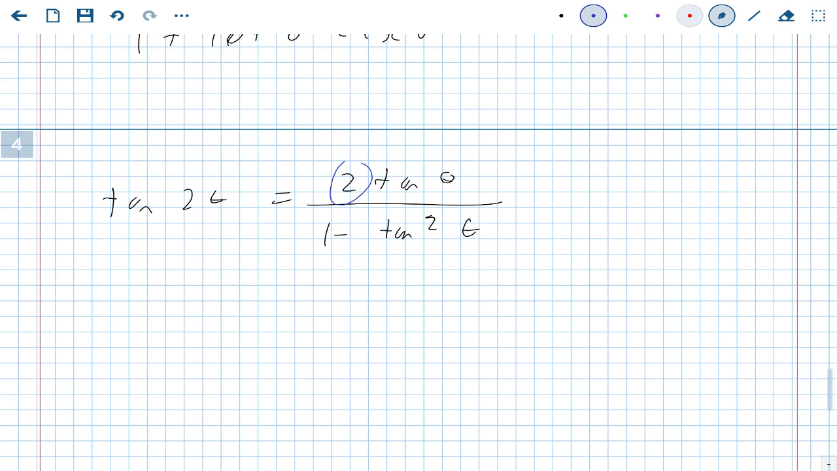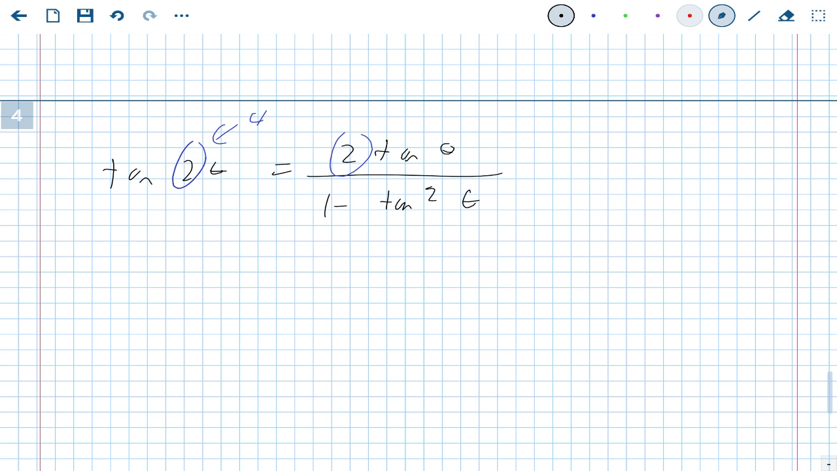This 2 here has nothing to do with this 2. If that 2 was a 4 or whatever, it doesn't change to a 4. I have seen very smart people mess that up in a hurry. Don't do that. That's a bad idea.